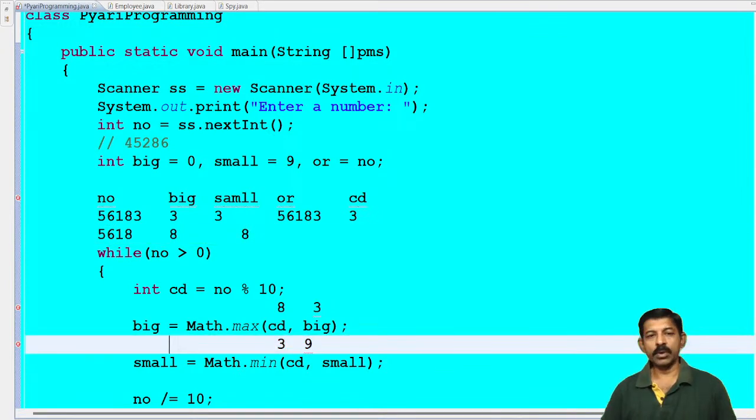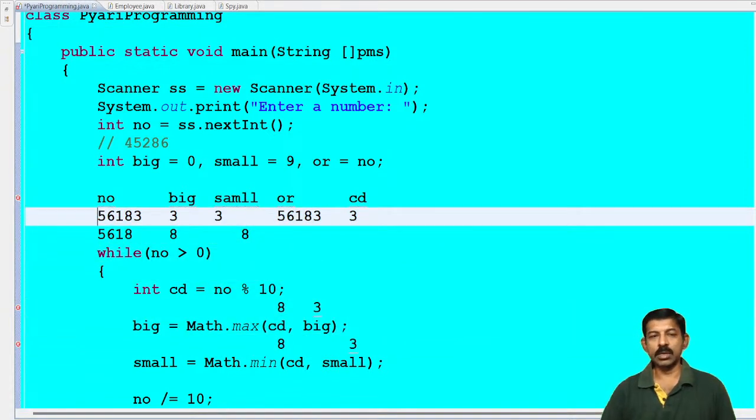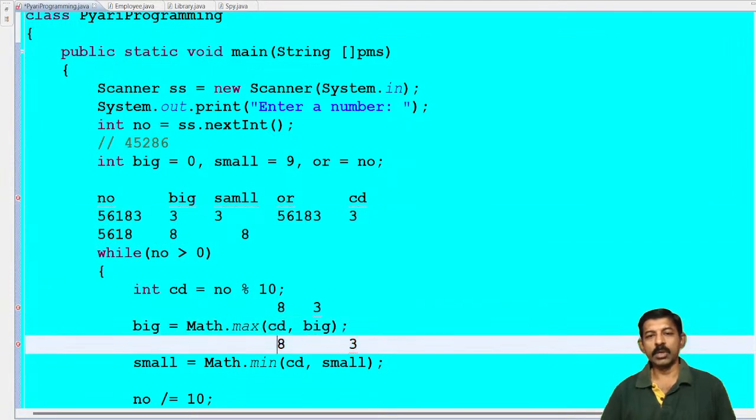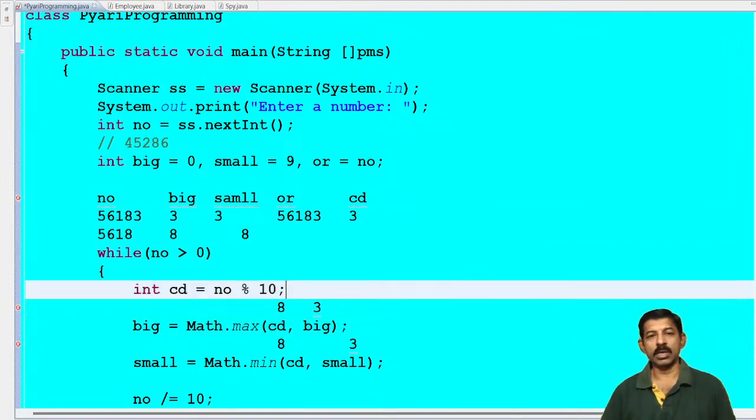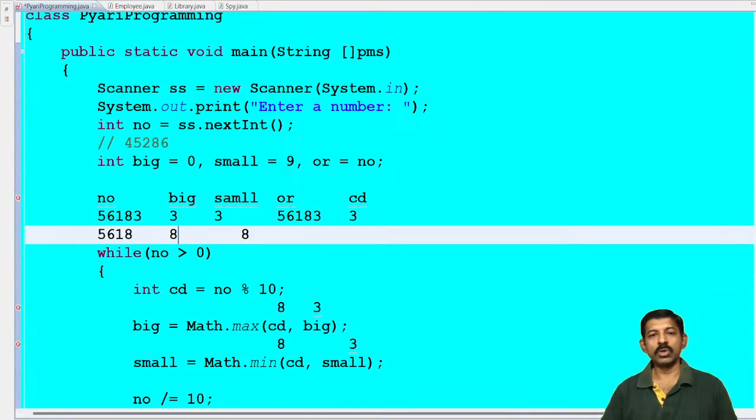I will come over here. Current digit is 8 and the smallest digit, earlier smallest digit was 3. Look at this, you can see earlier biggest and smallest both was 3. So out of these two, which one is the smallest? 3 is the smallest. So that's why no change in small.